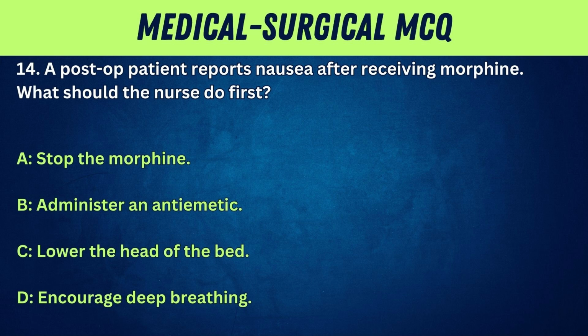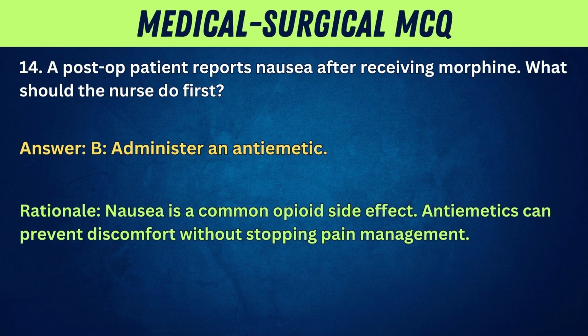14. A post-op patient reports nausea after receiving morphine. What should the nurse do first? A. Stop the morphine. B. Administer an antiemetic. C. Lower the head of the bed. D. Encourage deep breathing. Answer: B. Administer an antiemetic. Rationale: nausea is a common opioid side effect. Antiemetics can prevent discomfort without stopping pain management.